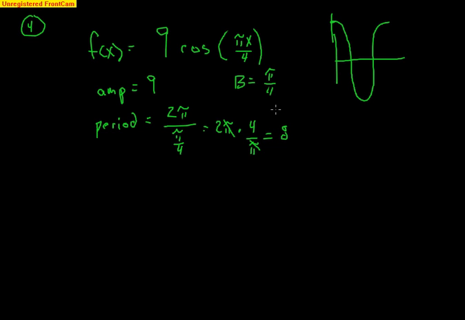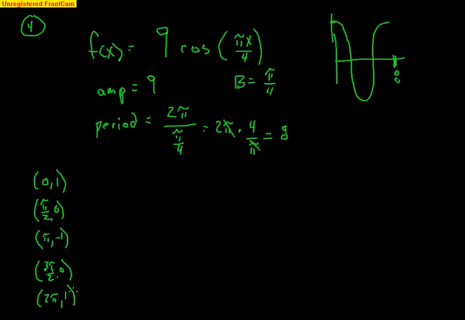So it's going to take 8 for this whole cycle to stop. It's going to start at 0, stop at 8. Okay. So cosine 0, 1. Pi over 2, 0. Pi, -1. 3 pi over 2, 0. 2 pi, 1.